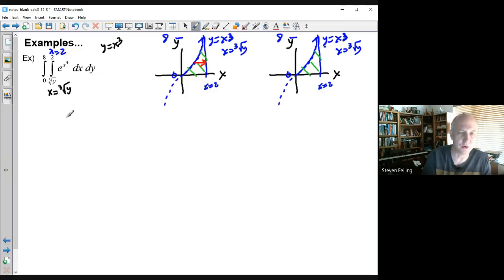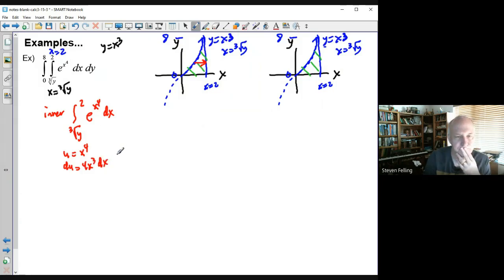And so let's try to do that integral. The inner integral here would be from the cube root of y to 2 of e to the x to the fourth dx. Unfortunately, I've got a composite function here. I could try a u sub. Let's try u equals x to the fourth. Therefore, du is going to be 4x cubed dx, right? And then that would make this e to the u, but then the dx would be 1 over 4x cubed du. And then I would have to figure out what this corresponding value is.